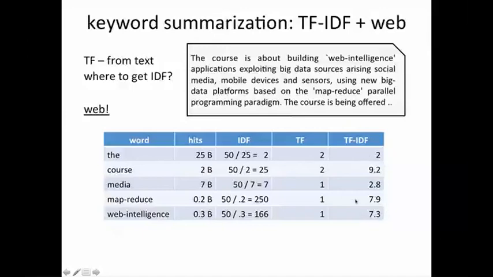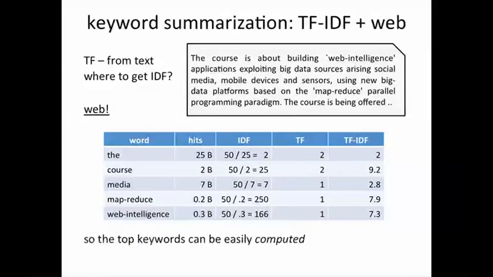But interestingly, for the others, you get slightly surprising results, but also intuitive ones. Course is a much more common word than MapReduce, but it also occurs twice, so it comes up high in the TF-IDF, so do MapReduce and Web Intelligence, even though they occur only once. What taking the log does is it makes sure that you give a higher weightage to the term frequency as opposed to this ratio. But this ratio is also taken into account.